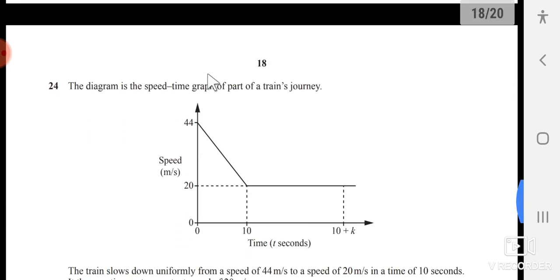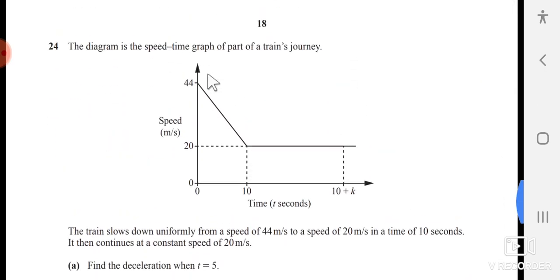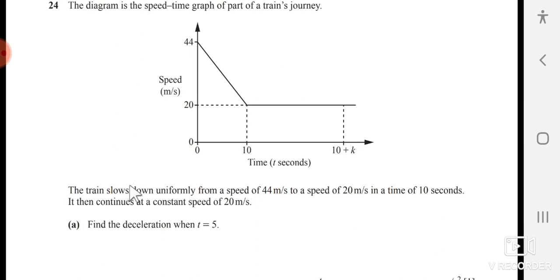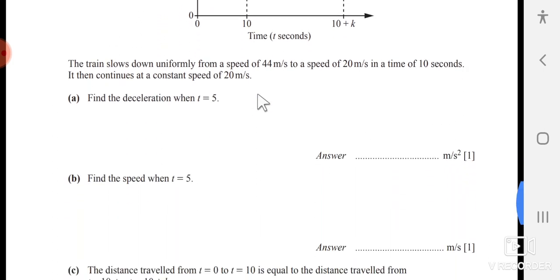Okay, and here it's once again a very simple question. He is asking to find the deceleration when t is equal to 5. Just find the gradient of this line. Here the coordinates are 10 and 20, and the other coordinates are 0 and 44. You have 2 points. Calculate the value of the gradient. In a speed-time graph the gradient is always acceleration or deceleration, but this would be in negative form, so that's why he's saying this is deceleration.